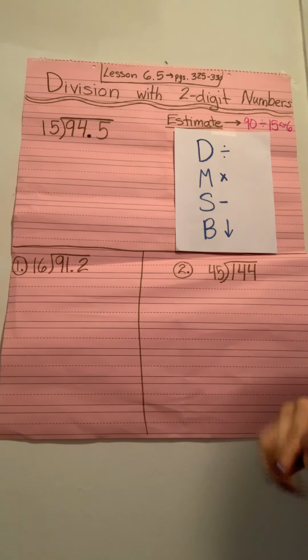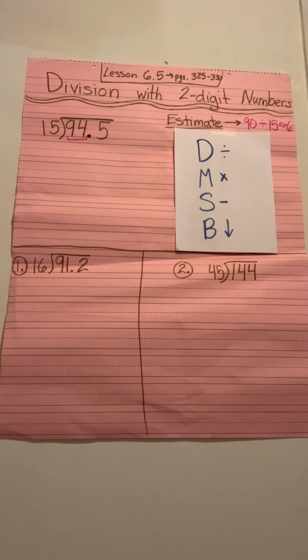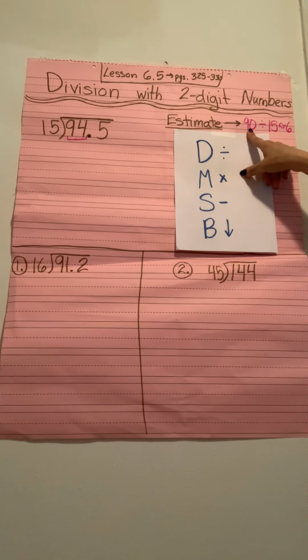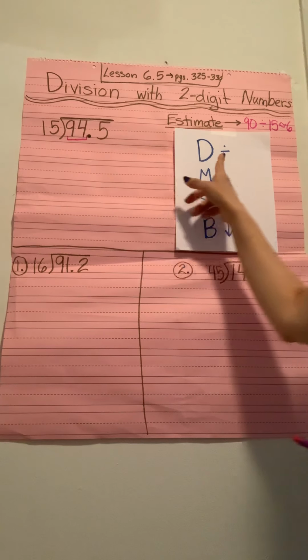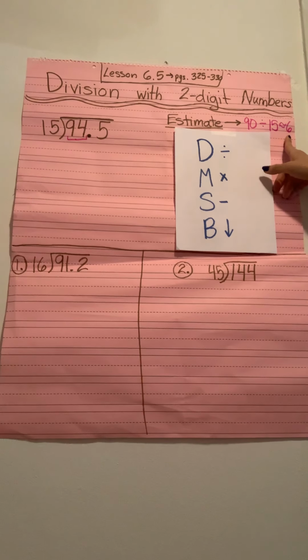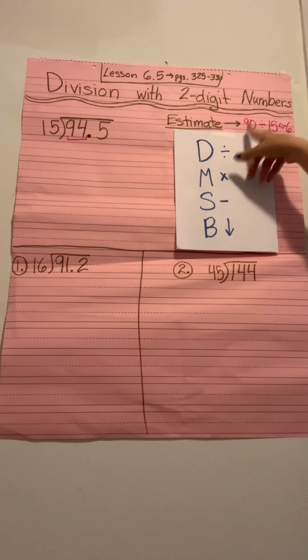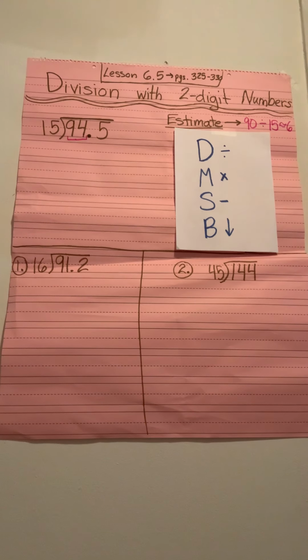So I'm going to start. Obviously, I can't do 9 divided by 15. I've got a two-digit number over here. I'm going to do 94 divided by 15. So I already kind of did that when I was estimating. The closest I can get is 90. So when I'm dividing, I'm thinking 94 divided by 15, okay, that's going to give me about 6 because 6 times 15 is 90. That's as close as I can get.